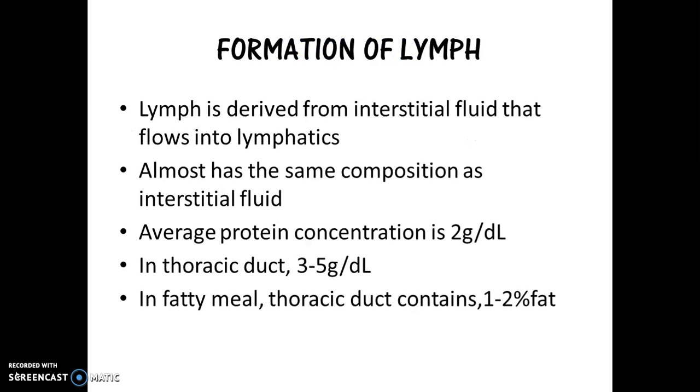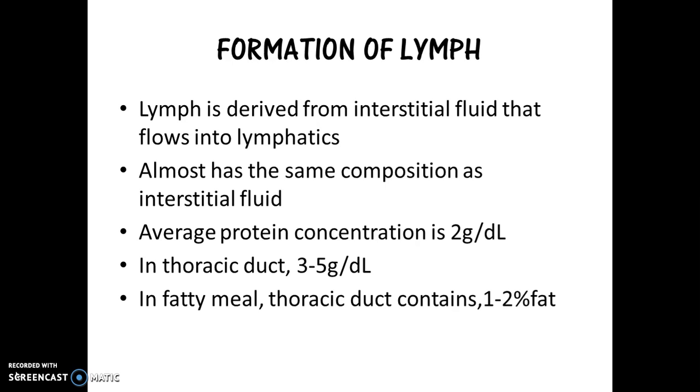Formation of lymph. Lymph is derived from interstitial fluid that flows into lymphatics. We need to know what is interstitial fluid. It is the main component of extracellular fluid that surrounds the cells in the body. So, lymph has the same composition as interstitial fluid. The average protein concentration is 2 gram per deciliter. But in the thoracic duct, it is 3 to 5 gram per deciliter.